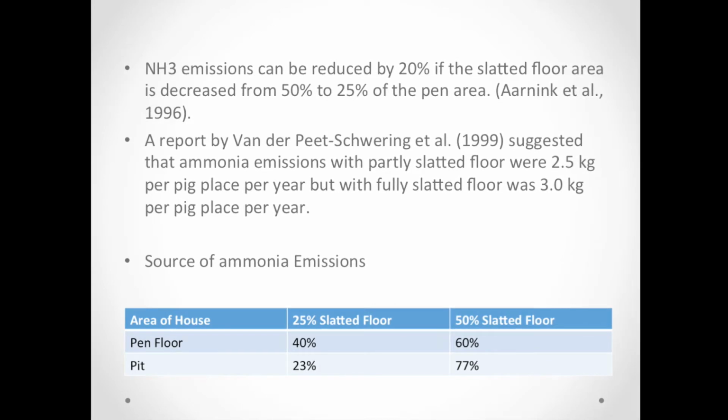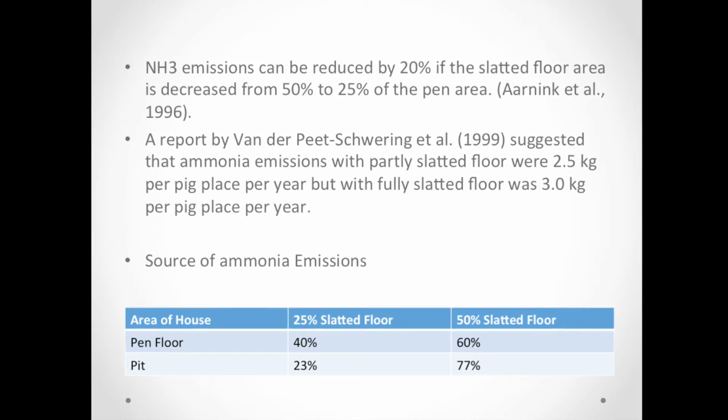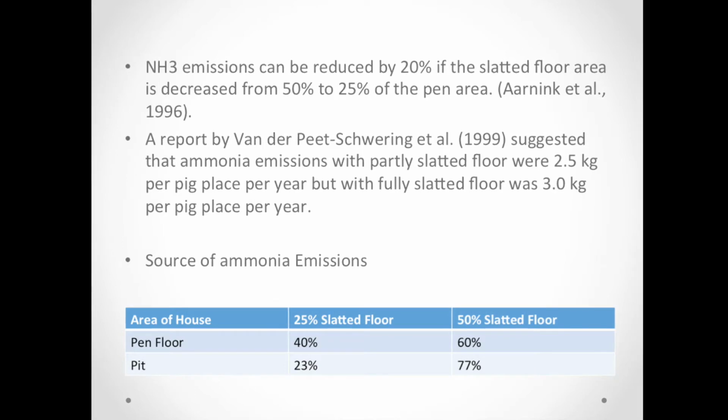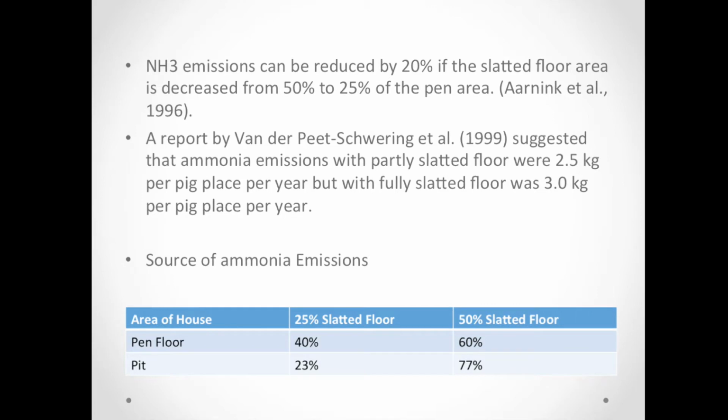The table below shows that the altering of the slatted area changes the source of the ammonia emissions. With a reduced slatted area, the majority of the emissions come from the fouling on the pen floor, whereas increasing the slatted area increases the amount of ammonia being emitted from the pit. What is important to note is the total ammonia emissions in the partially slatted design are lower and therefore more desirable.